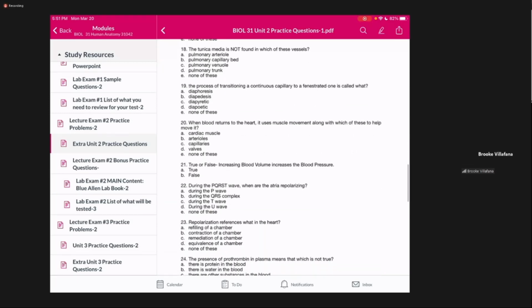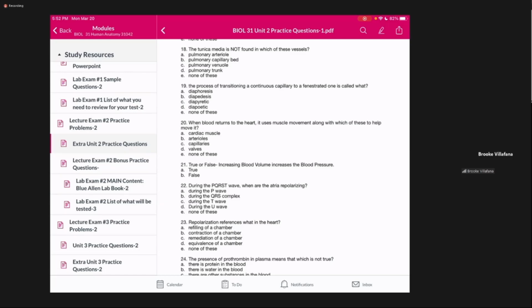All right, question 18. The tunica media is not found in which of these vessels? So remember, we have our 3 layers that go around major arteries and veins, right? If it's an artery or a vein, arteriole or a venule, it's going to have 3 layers: the tunica externa, tunica media, and tunica interna. We know that the capillary bed just has the tunica interna. So the answer here would be B, capillary bed, because that has only the tunica interna and does not have any other layer.